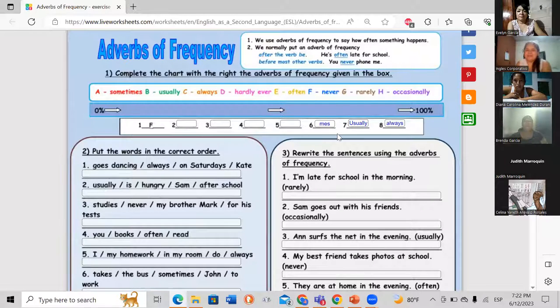Es la letra. The letter is not the... Let me fix it. Okay. This one will be letter C. That is always. This one is usually, letter V. Number six is often, you said. Number fifth, sometimes. Letter A, number four.